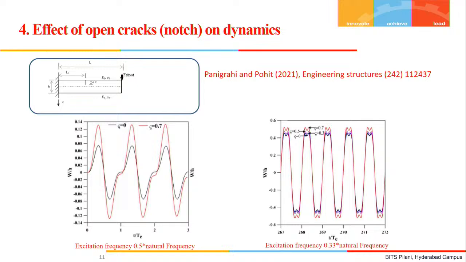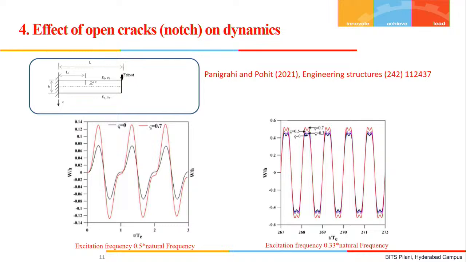This is the displacement history of a healthy beam. The black curve is for the healthy beam and the red curve is for the cracked beam, and this is a steady state response. Obviously, the amplitude for the cracked beam is quite high compared to the uncracked beam. This figure we have obtained when we excited this system with the excitation frequency omega equal to half of the natural frequency of the system.